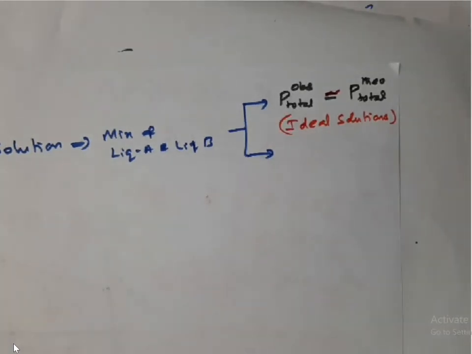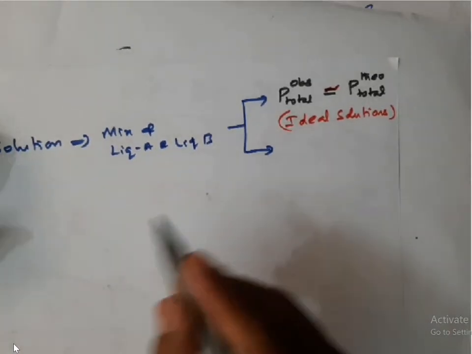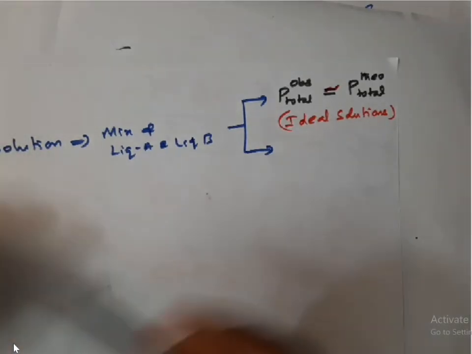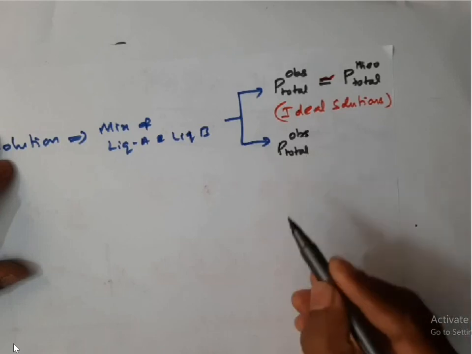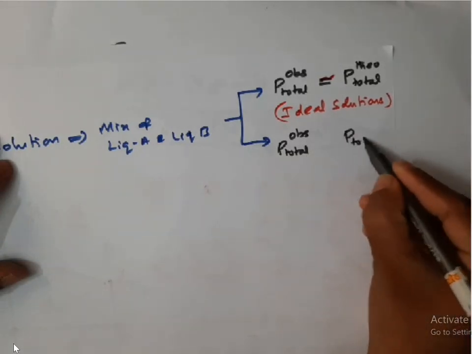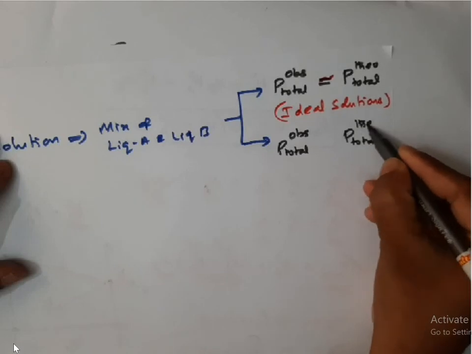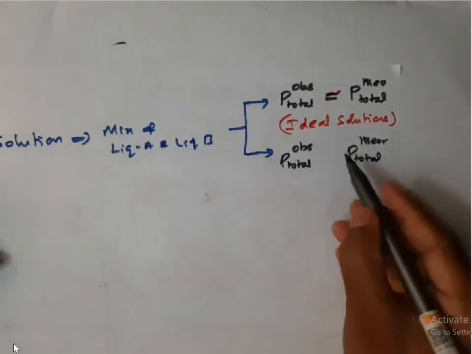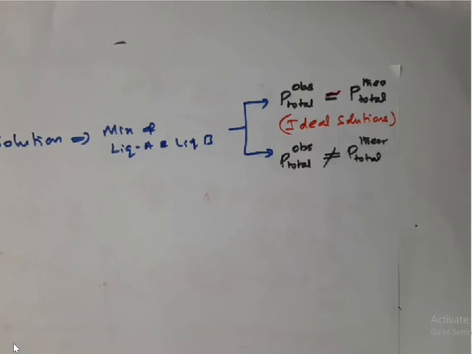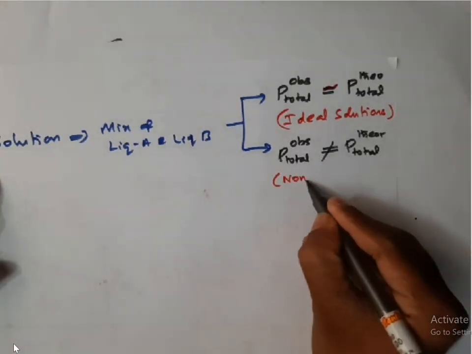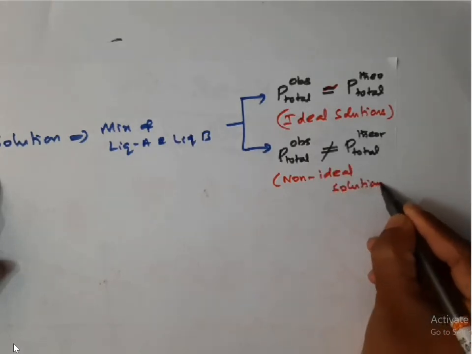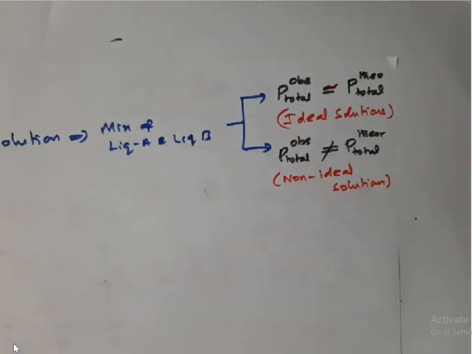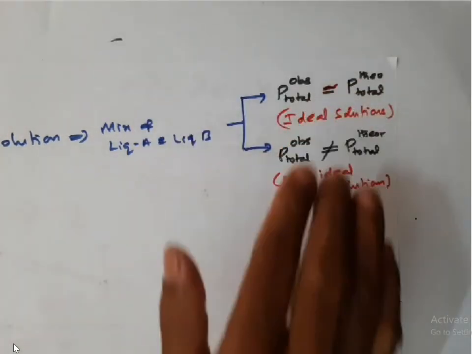Suppose the observed or experimental total pressure and the theoretical total pressure are not equal, we call those solutions non-ideal solutions. So this is what we are going to discuss in the next class. What is meant by ideal solution? What is meant by non-ideal solution?